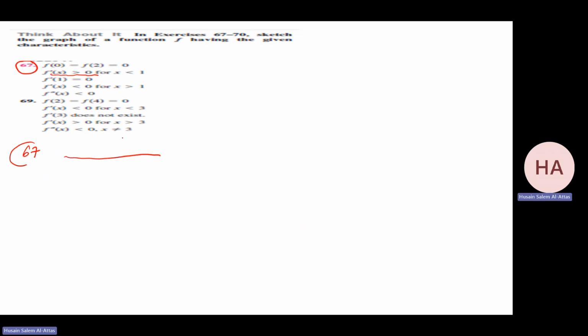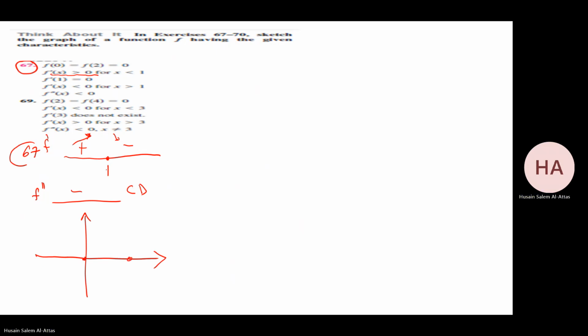I have 1 making a difference for f prime. Before 1, less than 1, it's positive, and greater than 1 is negative. So it's increasing, then decreasing. For f double prime, what I have, it's always negative. So it's concave down all the way. Okay, and I have f at 0. This is easy to do. F at 0 is 0. F at 2 is 0.